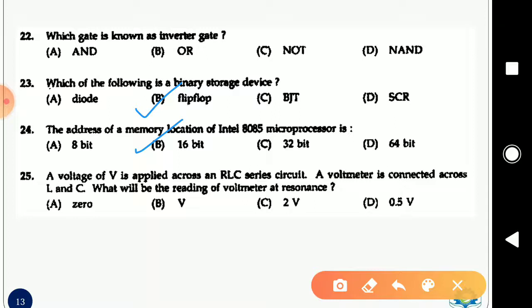The last question, a voltage of V is applied across a RLC series circuit. A voltmeter is connected across L and C. What will be the reading of voltmeter at resonance? So at series resonance, the inductive reactance will be equal to the capacitive reactance, and the LC impedance will be acting as a short circuit. So if you are connecting a voltmeter across the LC, then you will be getting 0 voltage because it is acting as a short circuit. So here our answer is 25A, that is the answer is 0.